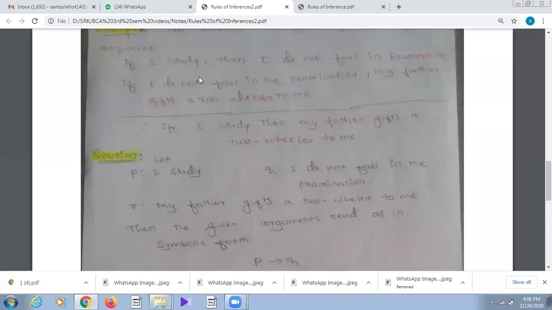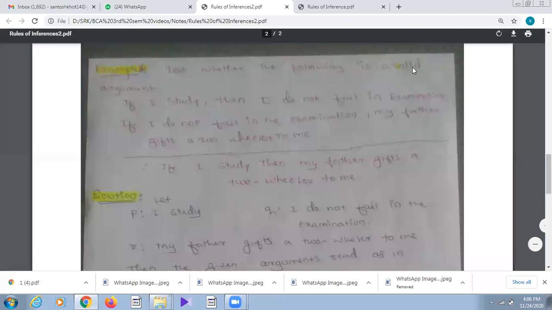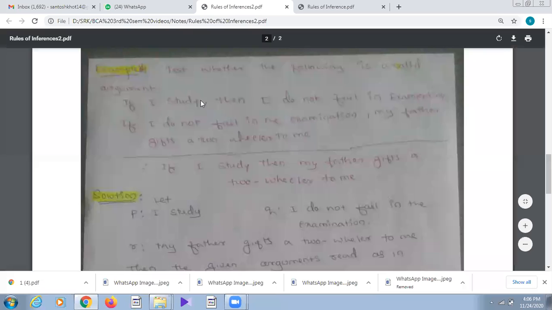See here, example 4: test whether the following is a valid argument. If I study, then I do not fail in the examination. So this is the first premise. And the second premise: if I do not fail in the examination, my father gives a two-wheeler to me. So this whole sentence is the second premise. And therefore, if I study, then my father gives a two-wheeler to me. So this is the conclusion.